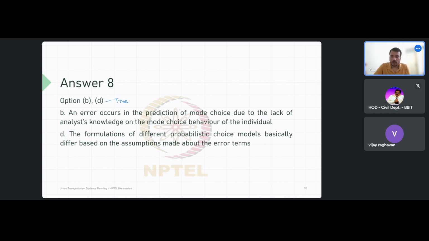So option B and D, these are the true statements. An error occurs in the prediction of mode choice due to lack of analyst knowledge because he cannot predict the error term. And the formulation of different choice models basically differs based on the assumptions about the error term. So B and D are true.